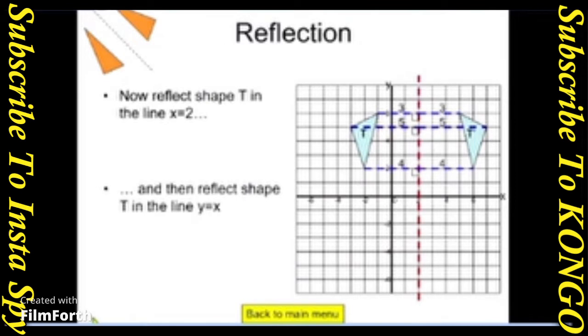All right, so let us look at this one. y equals x. This is another mirror line. How do we reflect over the line y equals x? It's another mirror line.